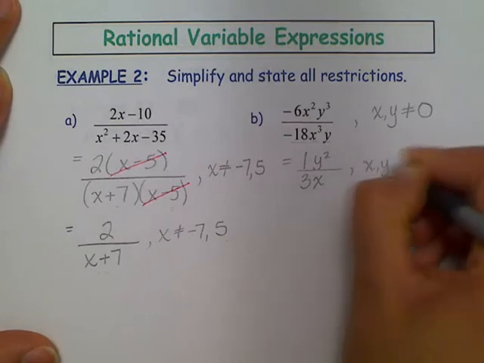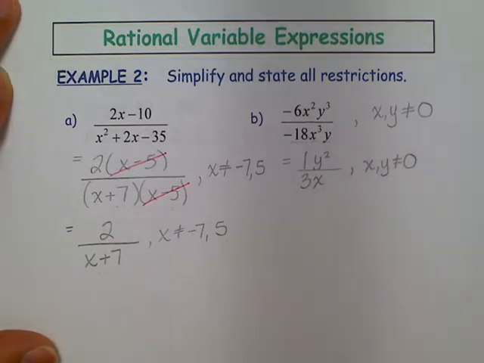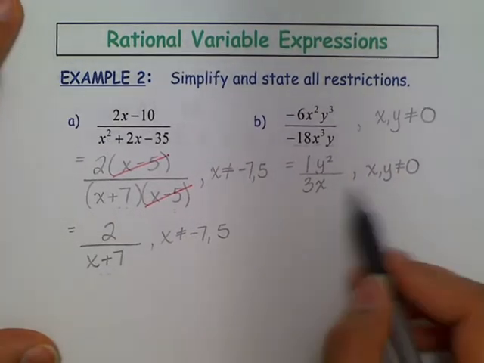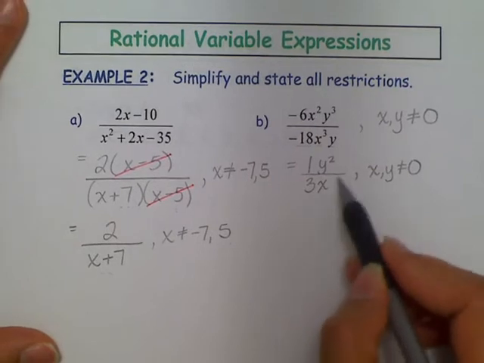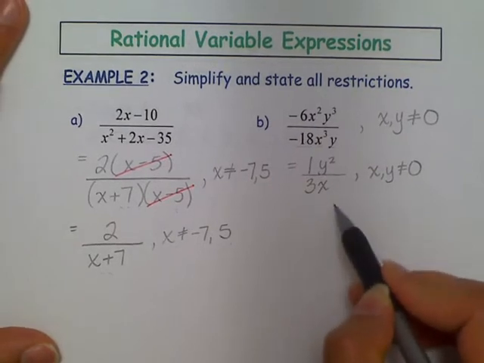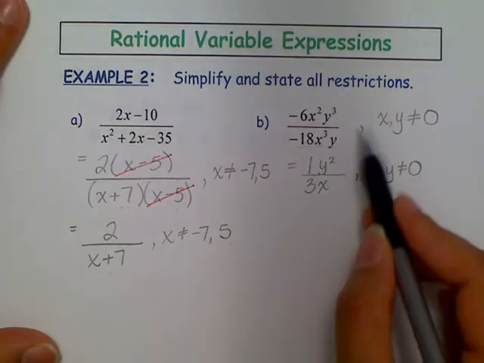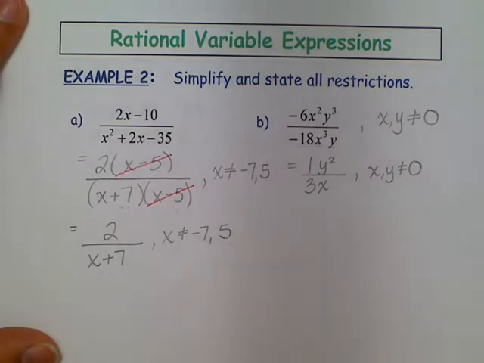And again, I'm going to restate my restrictions, just like I had in the previous step. And you'll notice again here, there is no y equal to 0 in the simplified expression. There's no y in the denominator anymore, but the restrictions are based on the original problem.